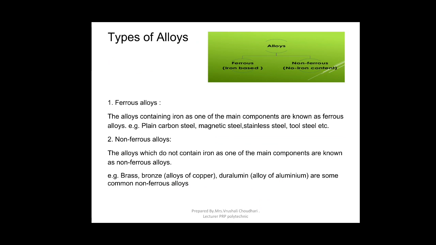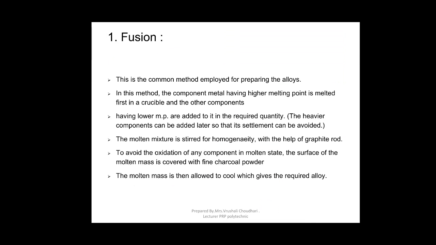Non-ferrous alloys are alloys which do not contain iron as one of the main components. Iron is not there; components other than iron are the major ones. Examples are brass and bronze, whose major component is copper, and duralumin, whose major component is aluminium. These are common, famous examples of non-ferrous alloys.